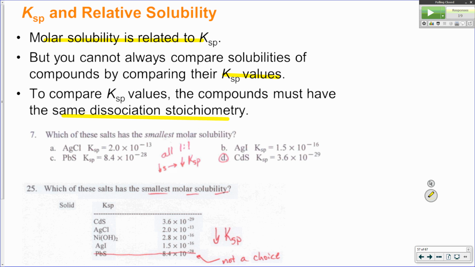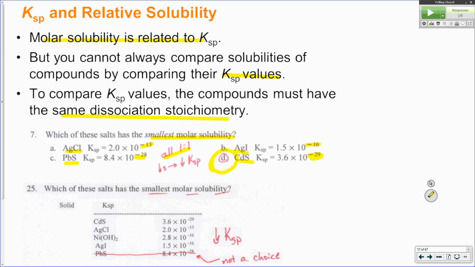So like in the example problems here, these are old exam questions. If I gave you this series of salts, they all dissociate into 1-to-1 stoichiometry. And that's the trick to answering this problem. They're all 1-to-1. So the one that's got the lowest molar solubility is going to be the smallest value for KSP. So I've got 10 to the minus 13th, 10 to the minus 28th, that's pretty small. 10 to the minus 16th, but 10 to the minus 29th is the smallest, and that's the reason cadmium sulfide is the least soluble.